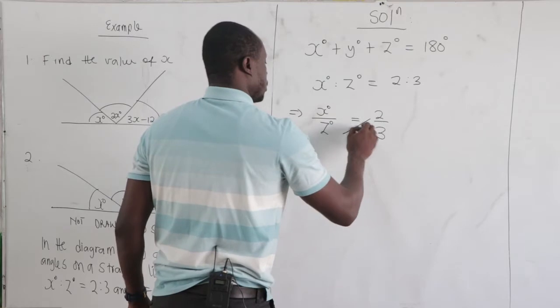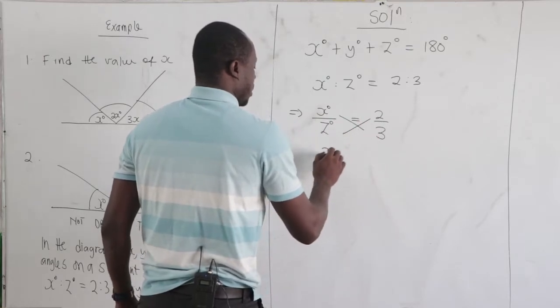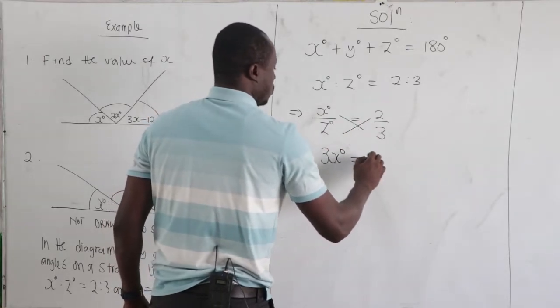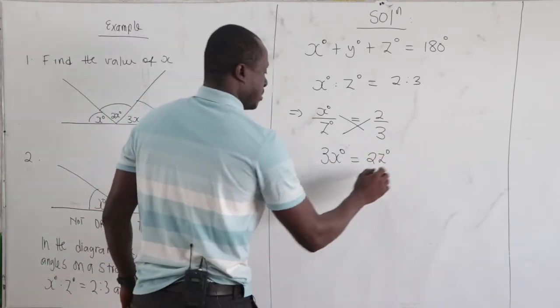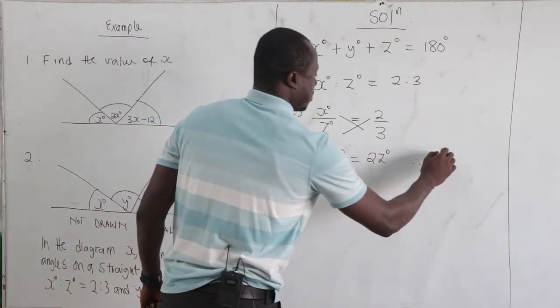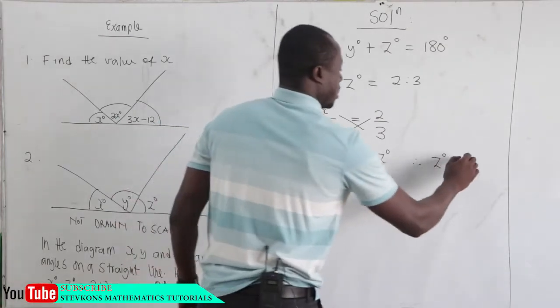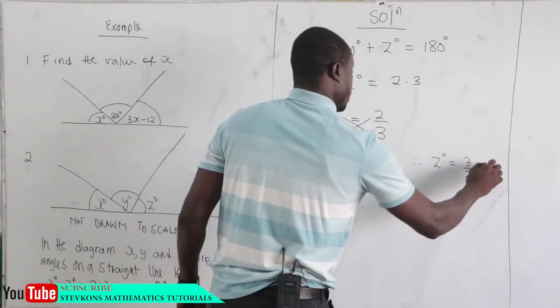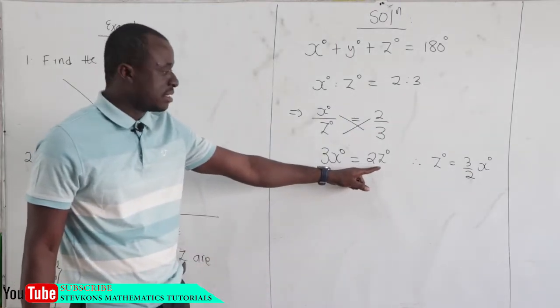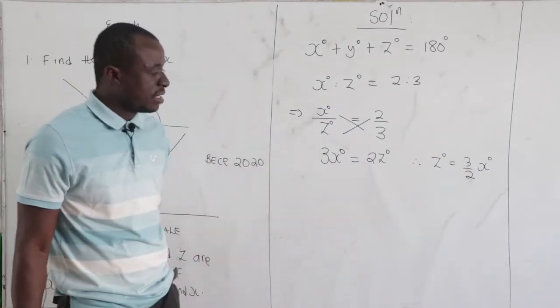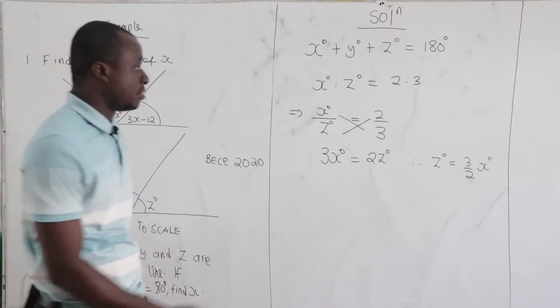So when we cross multiply, we are going to get 3x degrees equal to 2z degrees. Hence, z is equal to 3 over 2x degrees. Why? We want to make z the subject. What is multiplying it? That is 2. So we divide it by 2.